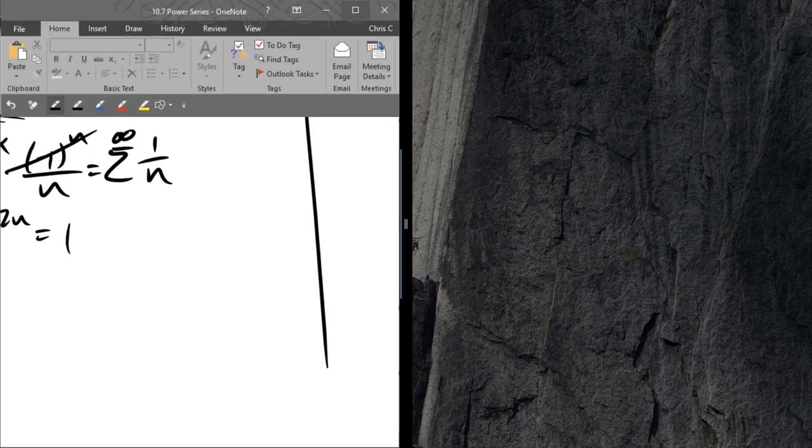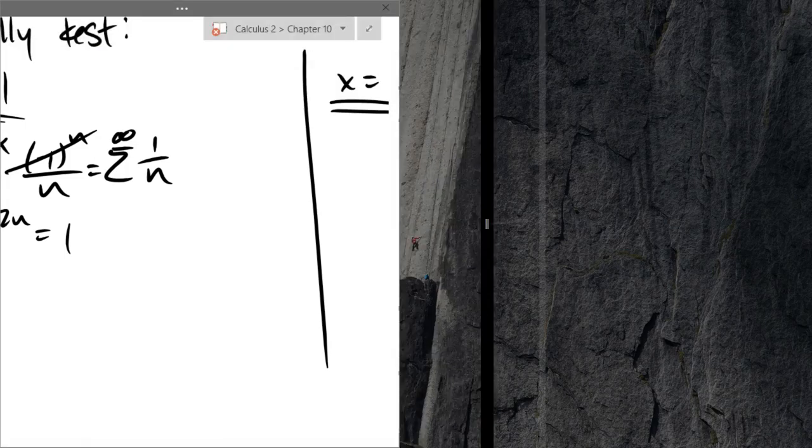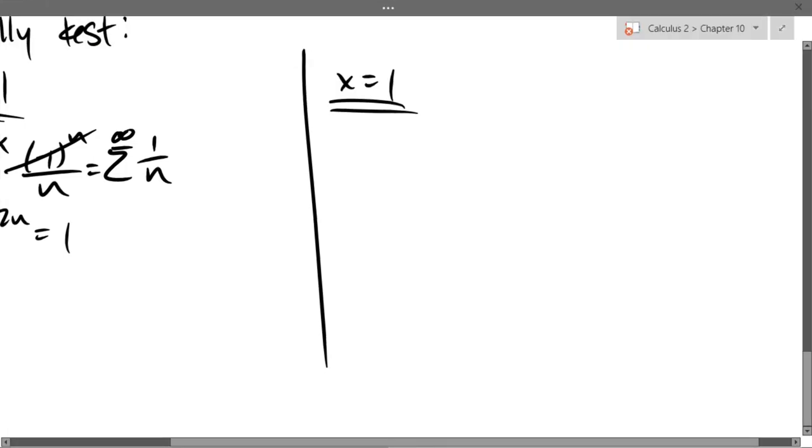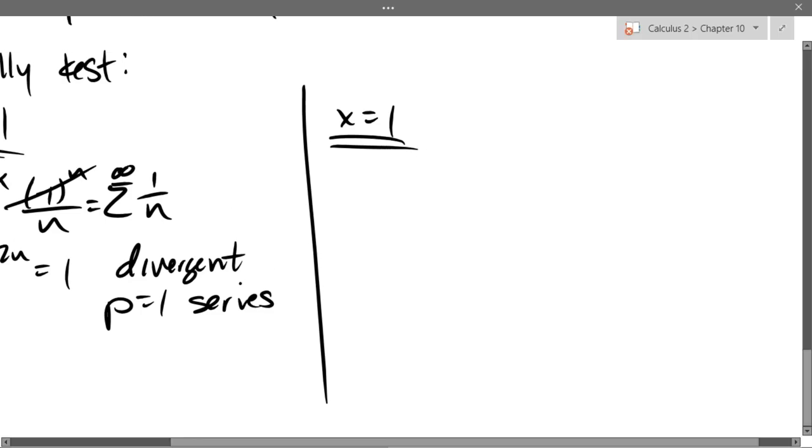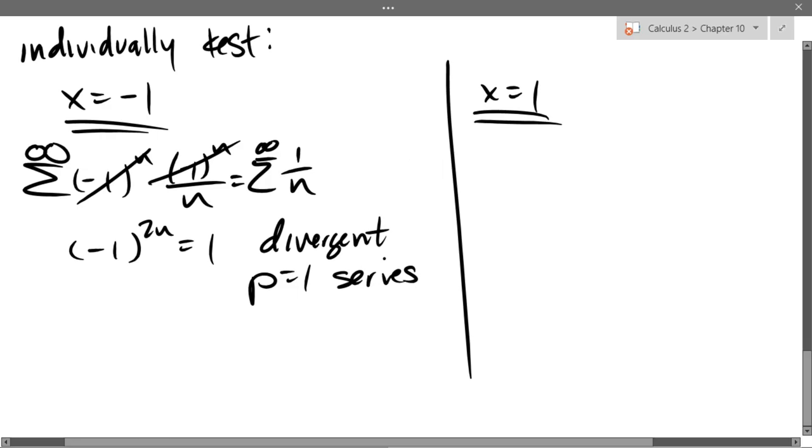Oh, come on. So you have to tell me why. You can't just say divergent because I said so. Not okay. You have to tell me why. So P series is going to be really common. All right, so that's divergent.